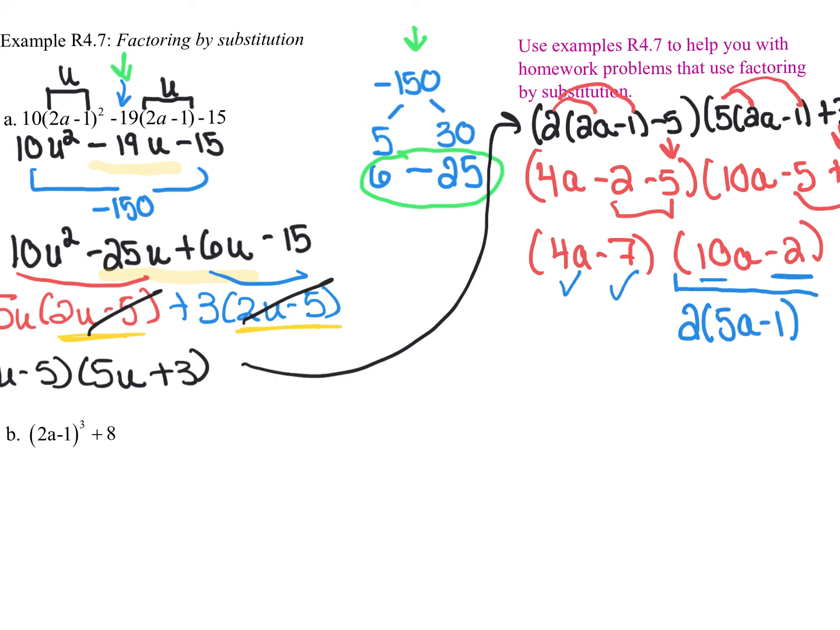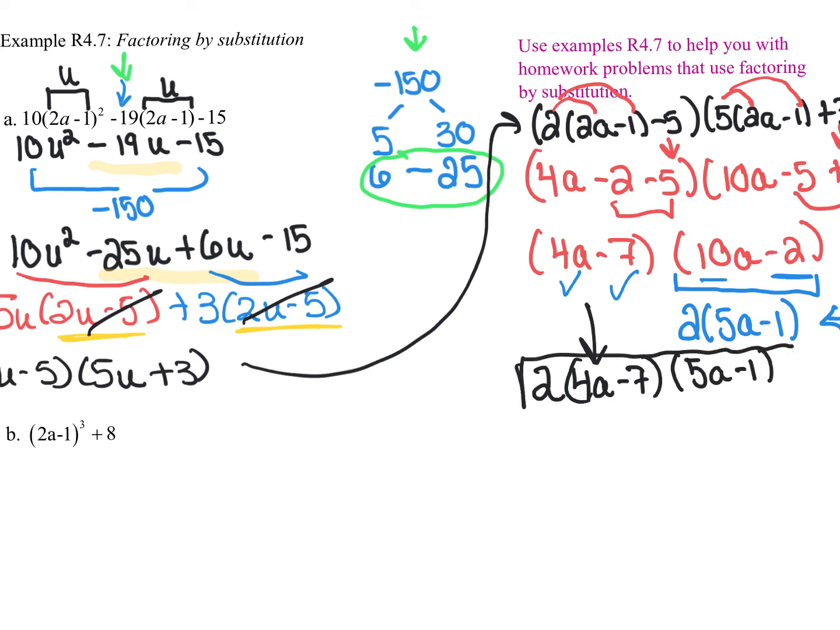So this piece is now this. So I'm going to take my 4a minus 7, and then my cleaned up blue piece, I'm going to put the 2 in the front, and then write 5a minus 1. Here's my final answer. Okay, let's try the next one.